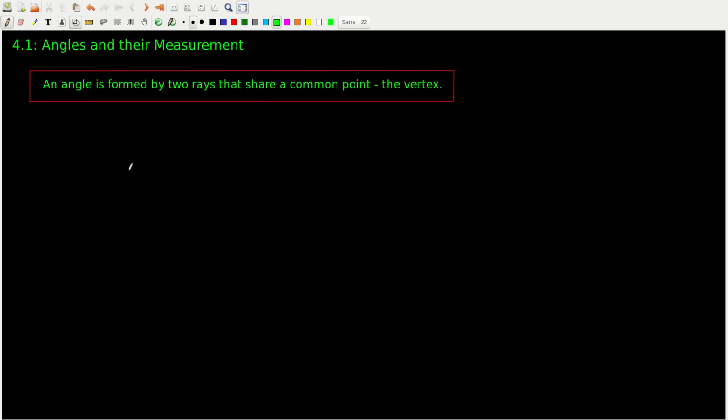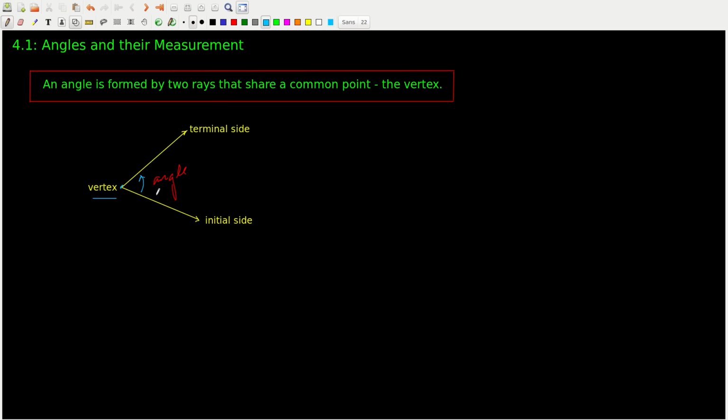G'day, today we begin our discussion of trigonometry, and before we can define trigonometric functions, we need to talk about what we mean by an angle and how we measure angles. So essentially an angle is just formed by two rays, two straight lines. The rays we think of as emanating from a particular vertex. Here's the vertex here, that's just the point.